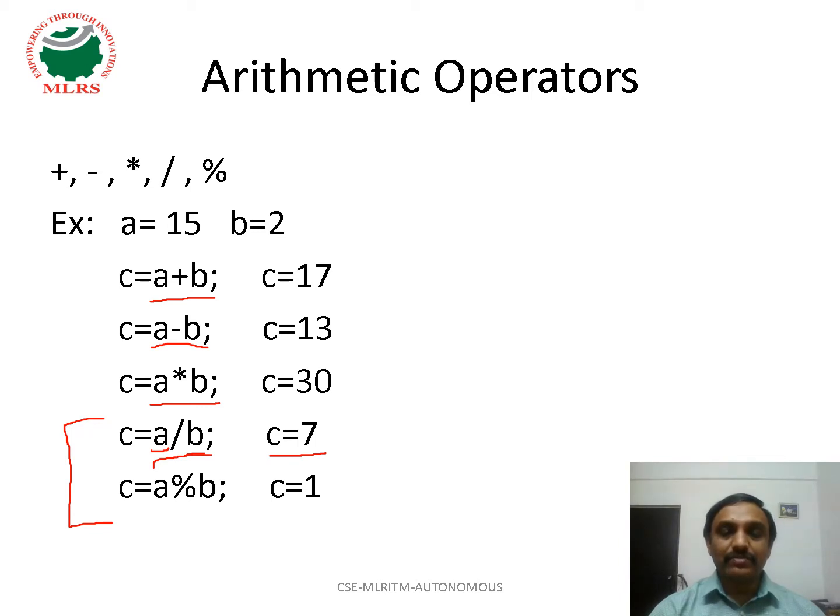Now observe this modulus operator. Modulus operator gives the remainder as the result. Here you take another example. 4 divided by 3. So what is the value in case of division? Quotient value is 1. Next one is 4 modulus 3. The modulus operator gives the remainder as a result. So here the remainder is 1.